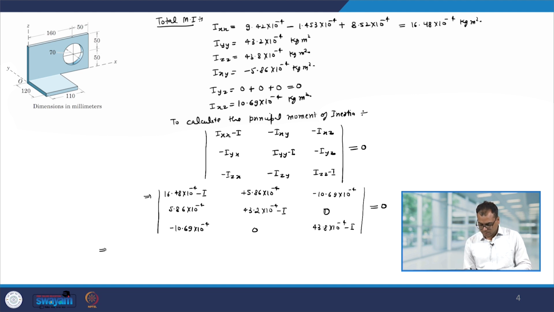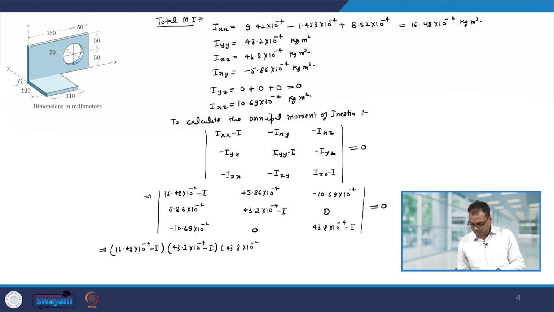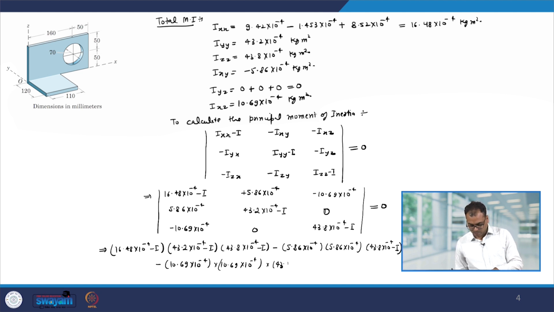Now, this equation we can solve by expanding this. So, that will be (16.48 × 10^-4 − I) multiplied by (43.2 × 10^-4 − I) into (43.8 × 10^-4 − I), minus 5.86 × 10^-4 times 5.86 × 10^-4 and (43.8 × 10^-4 − I), minus 10.69 × 10^-4 into 10.69 × 10^-4 into (43.2 × 10^-4 − I), equal to 0.